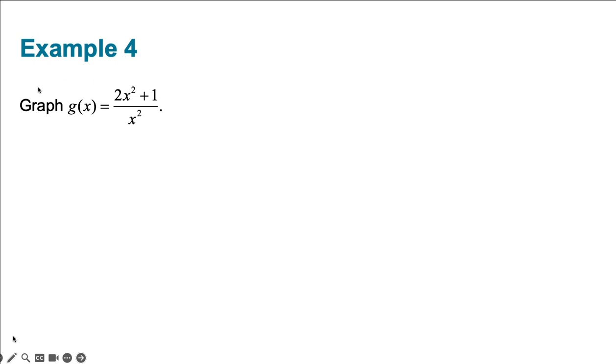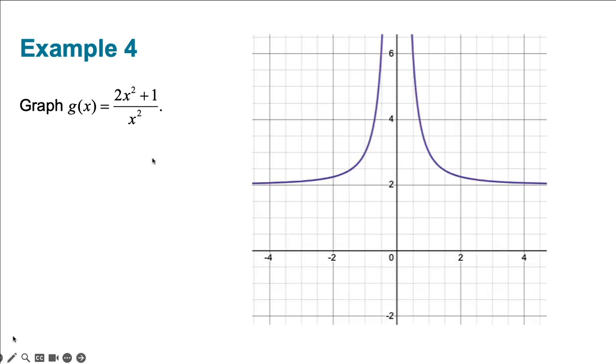Example 4 wants us to graph this function, and then there's going to be a question that it asks. So graph the function g of x equals (2x squared plus 1) over x squared. I went ahead and put it into Desmos.com, and the graph looks like this. The graph has two boomerang shapes. I call these boomerang shapes. So we have the two boomerang shapes here, and it looks like there's some symmetry.